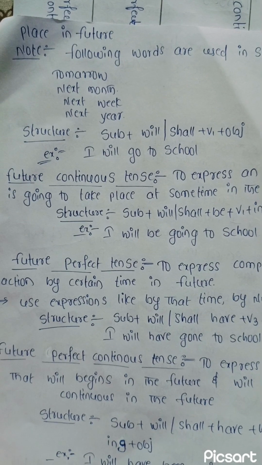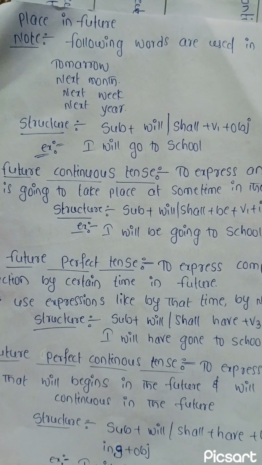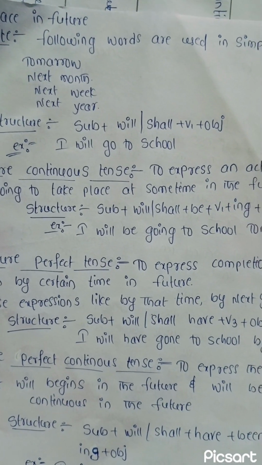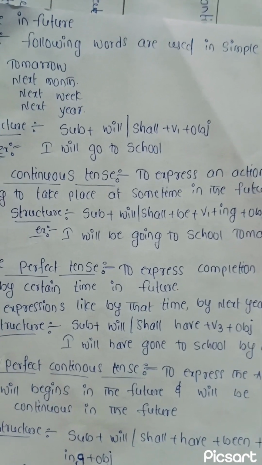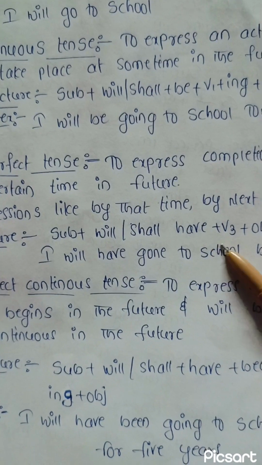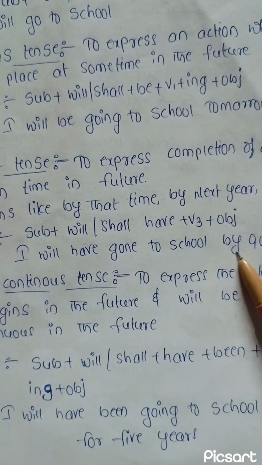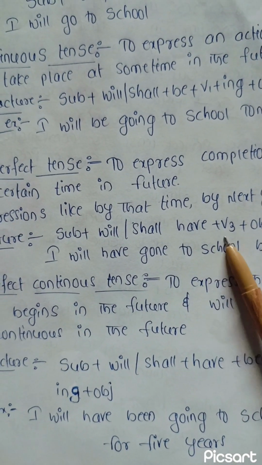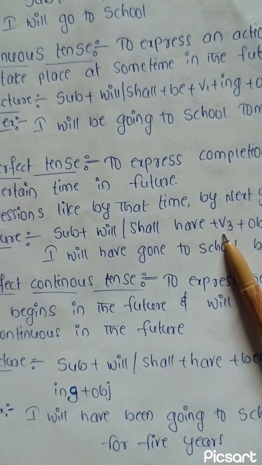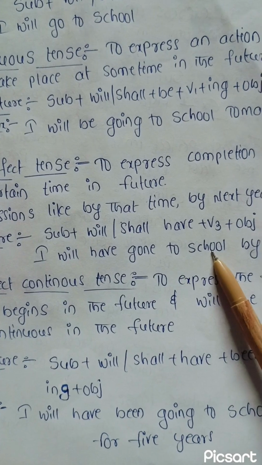Next one is future perfect tense. It is used to express completion of an action by a certain time in future. For example, I will have gone to school by 9 o'clock. Structure for this: subject plus will or shall have plus V3 plus object. For example, I will have gone to school by 9 o'clock. Here we have to use V3 form because it is a perfect tense. In all perfect tenses, we have to use V3. What is the V3 form of go? It's gone. I will have gone to school by 9 o'clock.